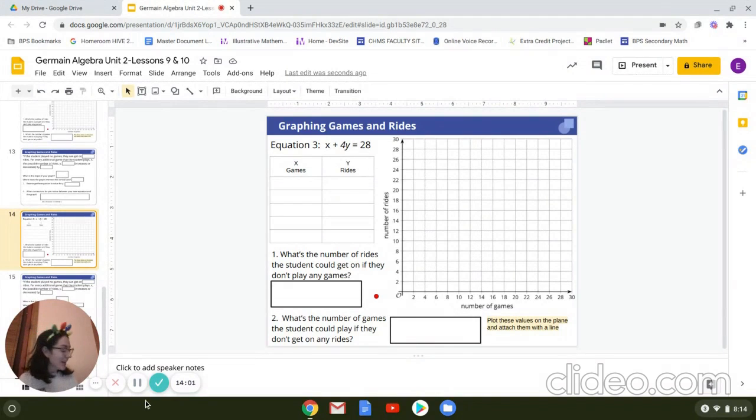So your job for the next 10 minutes, let me turn my clock on. We're taking 10 minutes right now to work through these 4 slides, these 2 separate equations. Here we go. We're starting.